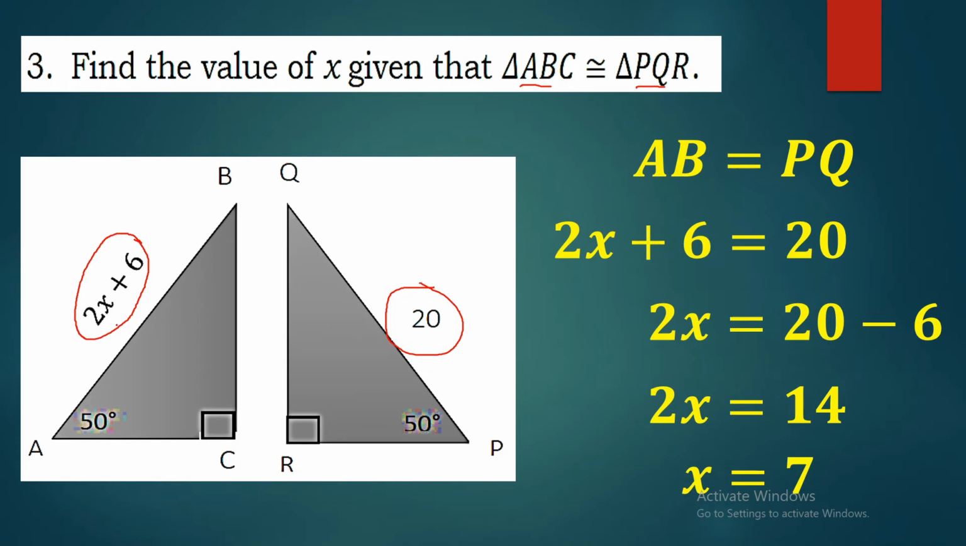Let us check. Using the measurement of segment AB, that's 2x plus 6. By substitution, we now have 2 times 7 plus 6. 2 times 7 is 14 plus 6, so we have 20. Same measurement with segment PQ. So the answer x equals 7 is correct.